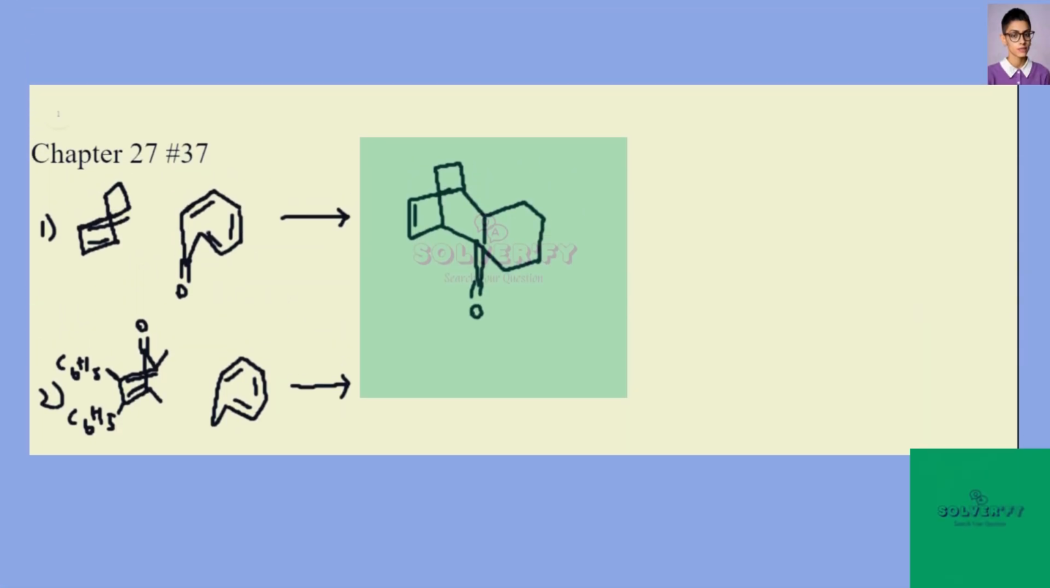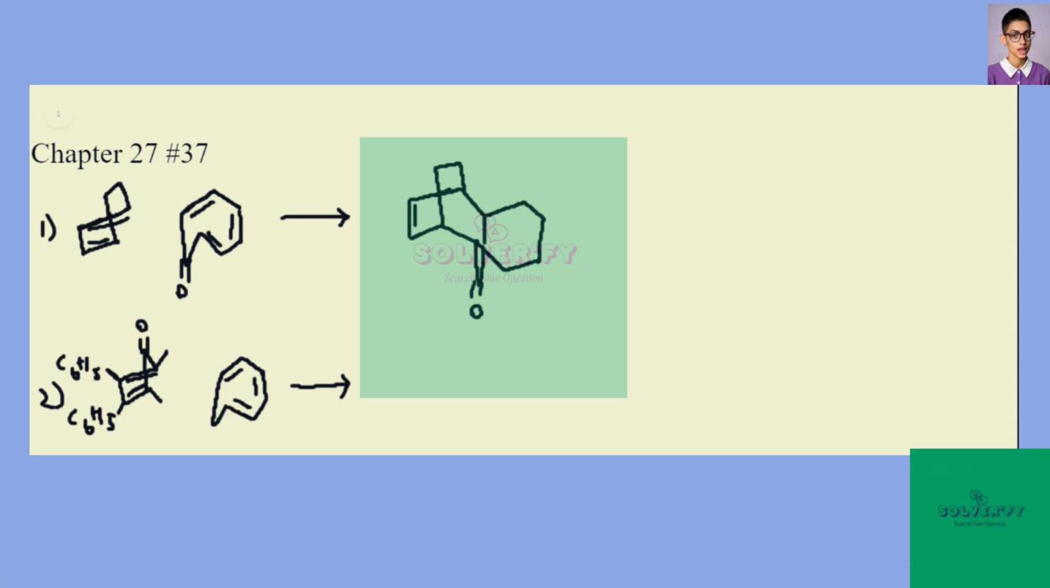The answer to chapter 27, problem number 37 from the Smith Organic Chemistry textbook. We're asked several things in this problem. We're asked what type of cycloaddition occurs in reaction 1. We're asked to draw the product of a similar process for reaction 2. And we are asked whether we would predict that these reactions occur under thermal or photochemical conditions.